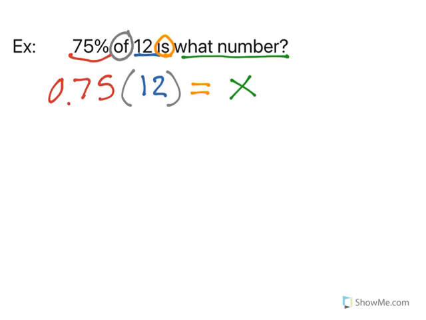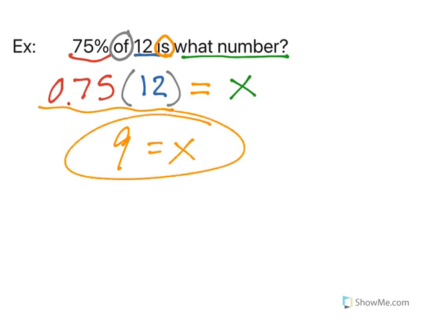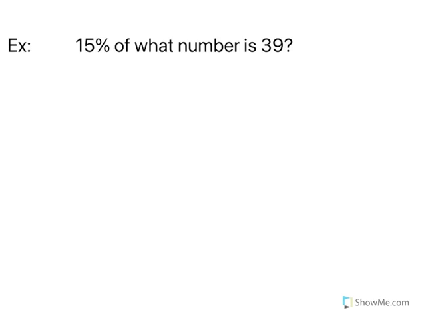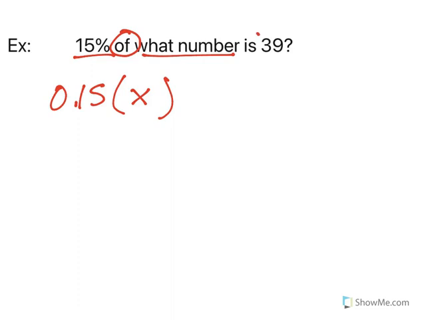Well, this is the easy part now. Now you multiply. 0.75 times 12 gives me 9. So my unknown value is 9. 75% of 12 is 9. Boom. 15% of what number is 39? Go step by step. 15% is 0.15. Of means to multiply. What number is x? Is means equals. And then we have 39. So you just translate one piece at a time.